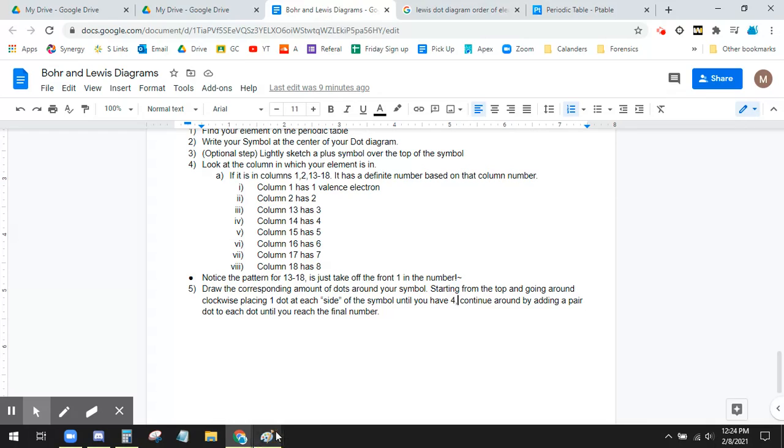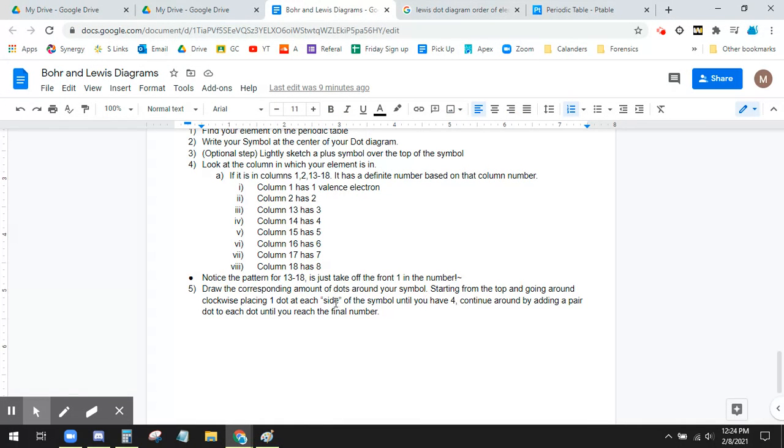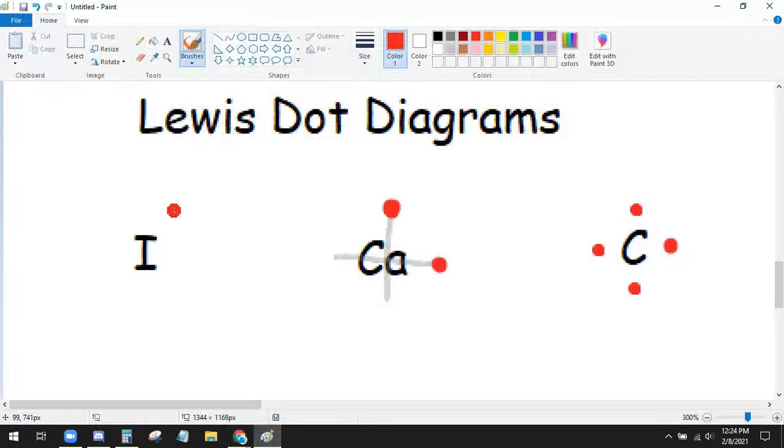So we go back here, and we do 7. Notice on my directions it says until you have 4. After that, continue around by adding a pair dot to each dot until you reach the final number of valence electrons. This just means keep going around in a clockwise pattern until you have 7. So 1, 2, 3, 4, 5, 6, 7. Making sure to pair your dots together and not do a continuous circle.